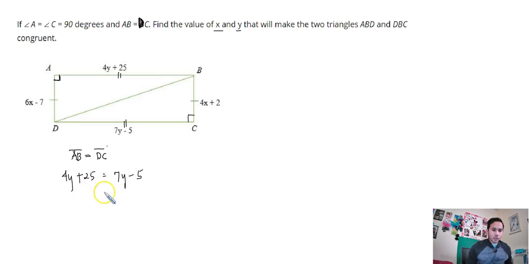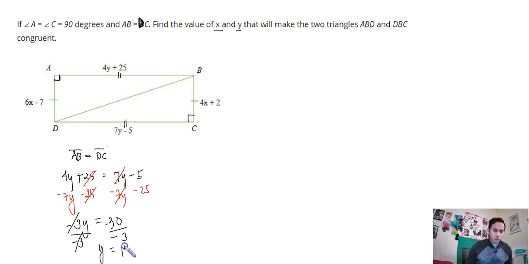So I'm going to subtract 7y from both sides, and then minus 25 both sides. Of course, this will be cancelled and this will be cancelled also. So what I have now, it's 4 minus 7, that's negative 3y, is equal now to negative 30. So I'm going to divide both sides by negative 3. This will be cancelled. So y is equal to 10. So we have the value of y, which is 10.